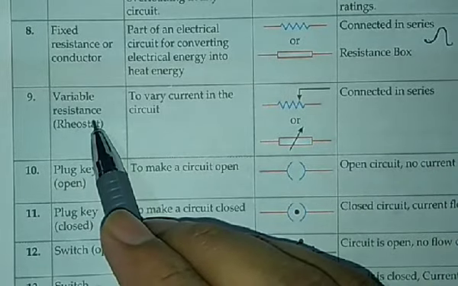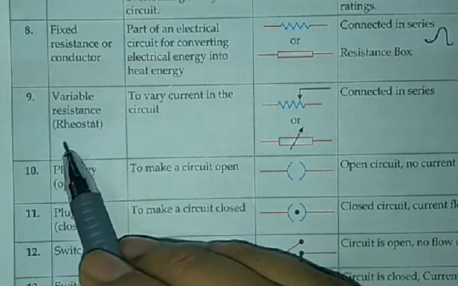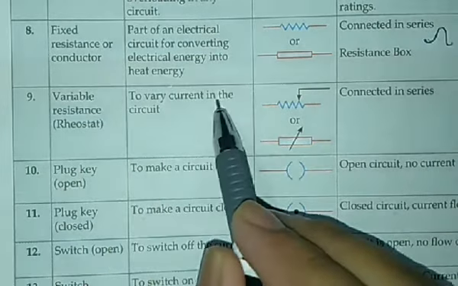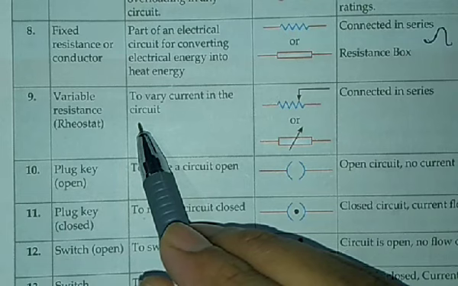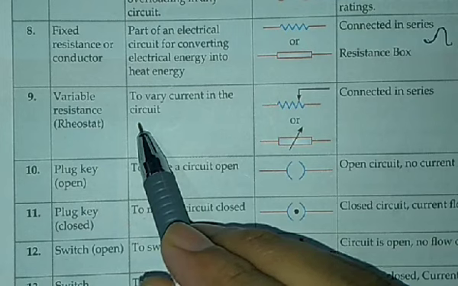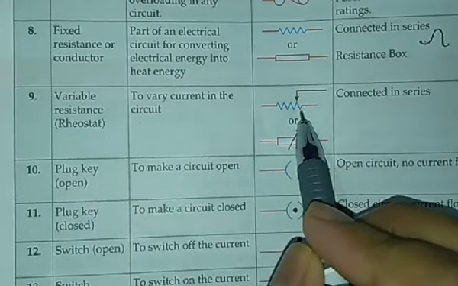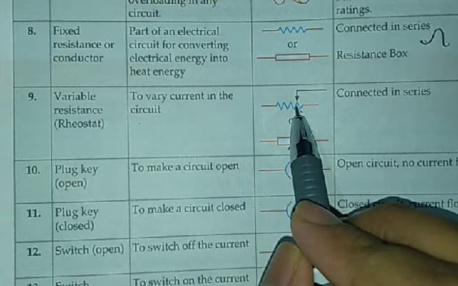Now variable resistance. What is variable resistance? Variable resistance is also known as rheostat, used to vary current in the circuit. Okay students, if you want to vary the current flowing in any circuit, that is, if firstly you are getting 20 ampere current, then next you want 50 ampere current, or next you want 20 ampere current, or next you want 3 ampere current. So what do you have to fix there?